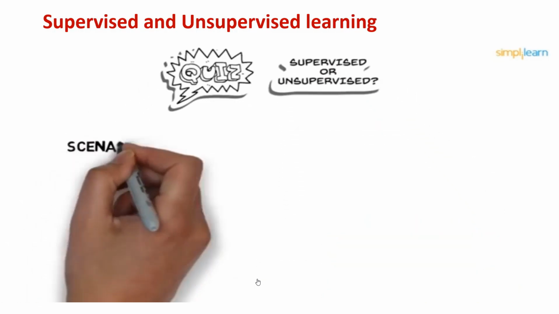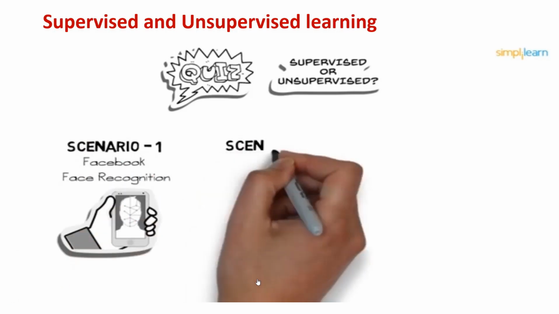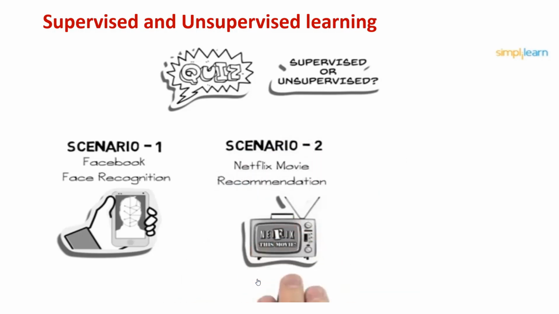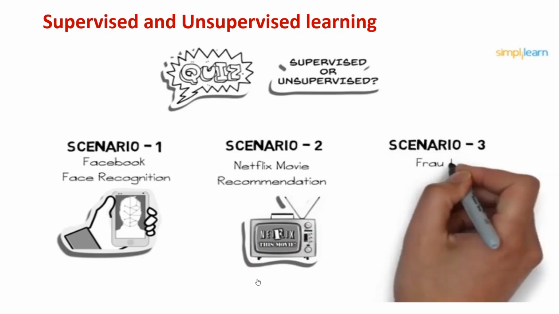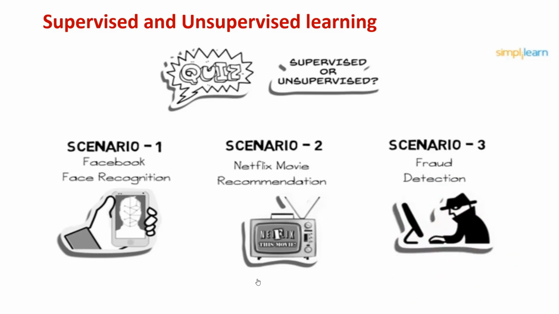Simple, right? Scenario 1. Facebook recognizes your friend in a picture from an album of tagged photographs. Scenario 2. Netflix recommends new movies based on someone's past movie choices. Scenario 3. Analyzing bank data for suspicious transactions and flagging the fraud transactions. Think wisely and comment below your answers.